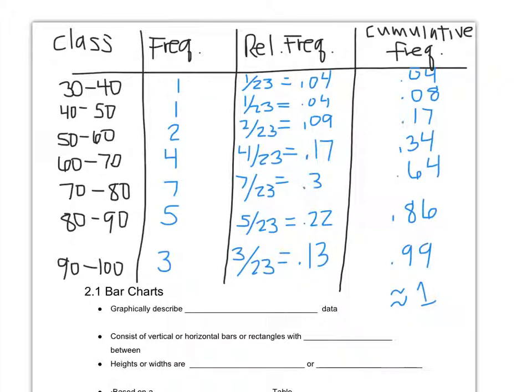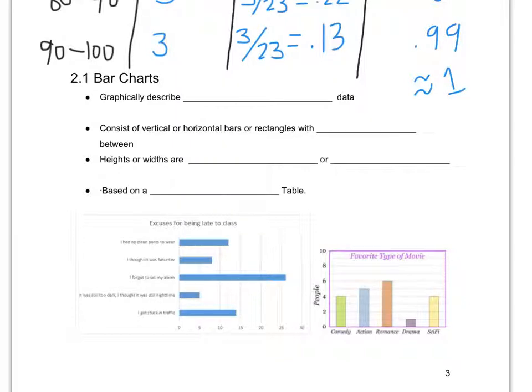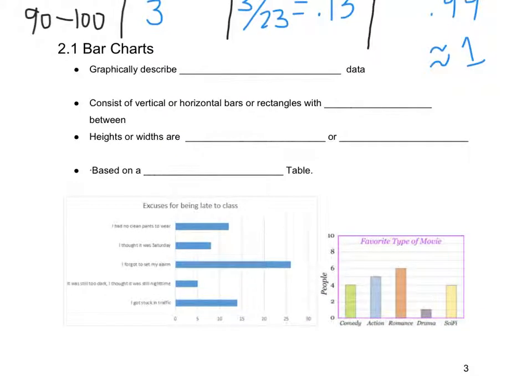Okay, next section, we're looking at bar charts. We're still in descriptive statistics, and this is a graphical descriptive statistic. Bar charts are used to describe qualitative data.